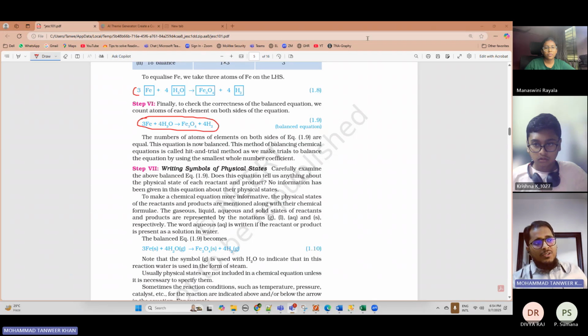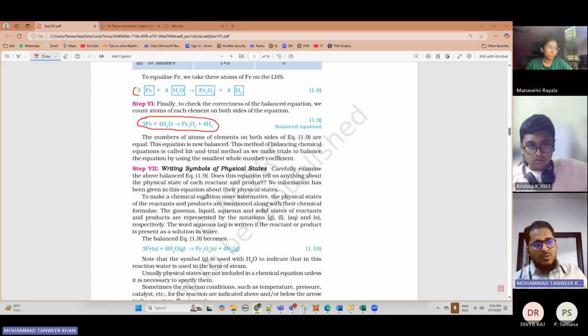So in this equation, is it mentioned here that this Fe is solid, liquid, or gas? It's not mentioned, right? Similarly, H2O, Fe3O4, and H2. It is not mentioned here. Here, this is in which state?